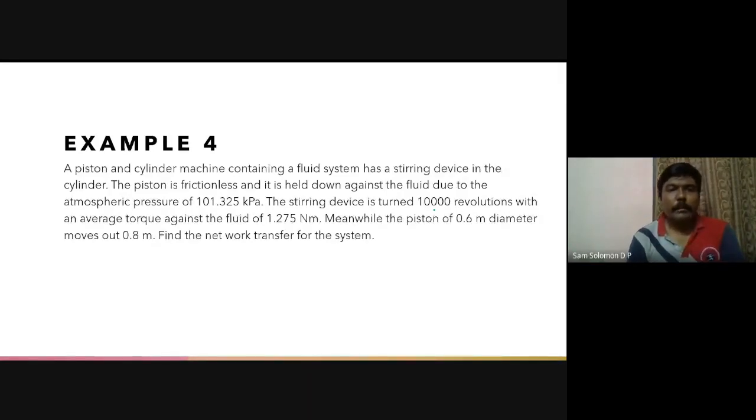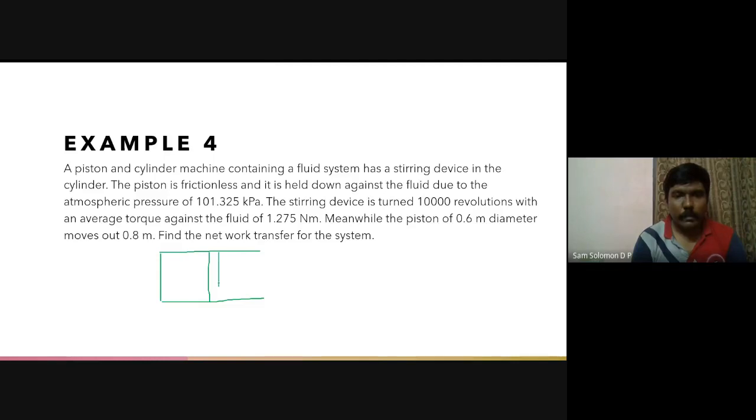A piston cylinder machine containing a fluid system has a stirring device in the cylinder. So what we have here is a cylinder piston device. I'll show you the diagram. The piston is frictionless and it is held down against the fluid due to the atmospheric pressure. So what is here is the fluid, and we have fluid inside the cylinder.